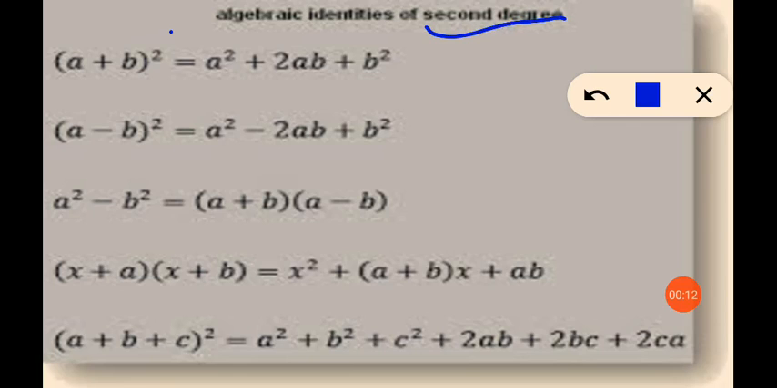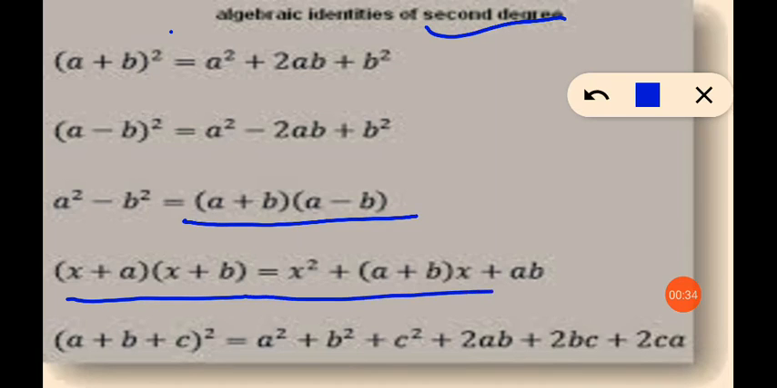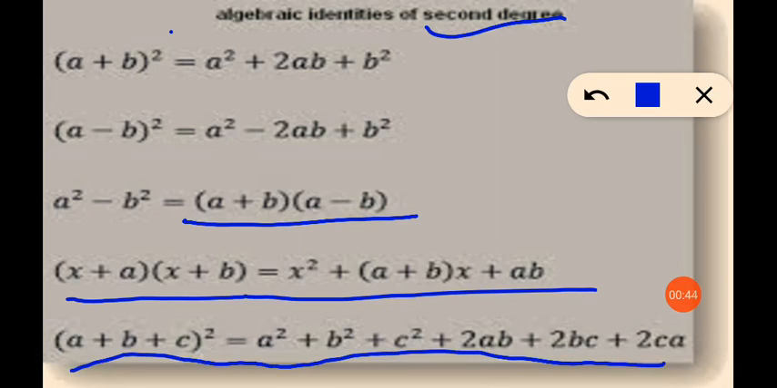The first identity, (a plus b) whole square, is equal to a square plus 2ab plus b square. Second, (a minus b) whole square is equal to a square minus 2ab plus b square. Then a square minus b square is equal to (a plus b) into (a minus b). Next one, (x plus a) into (x plus b) is equal to x square plus (a plus b) multiplied by x plus ab. And the last one, (a plus b plus c) whole square is equal to a square plus b square plus c square plus 2ab plus 2bc plus 2ca.